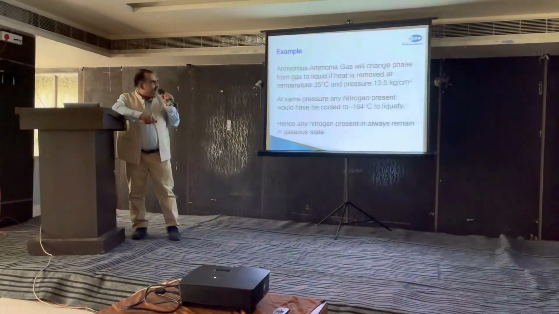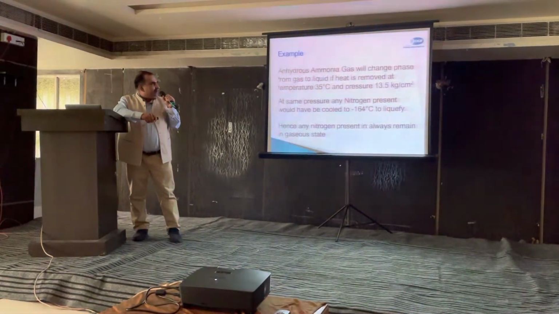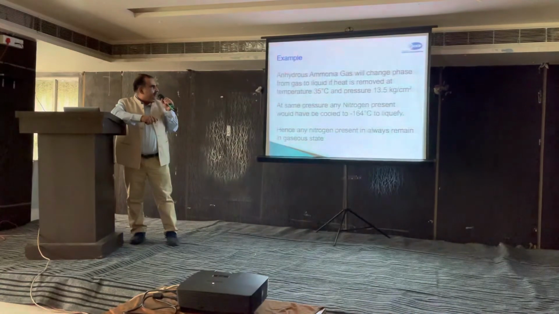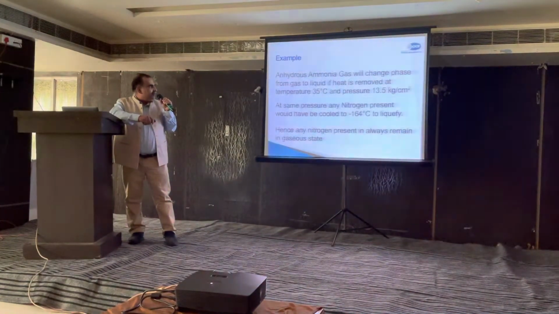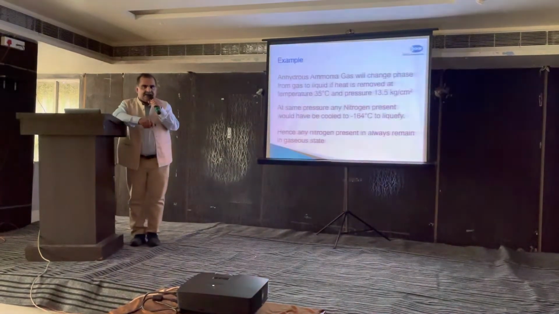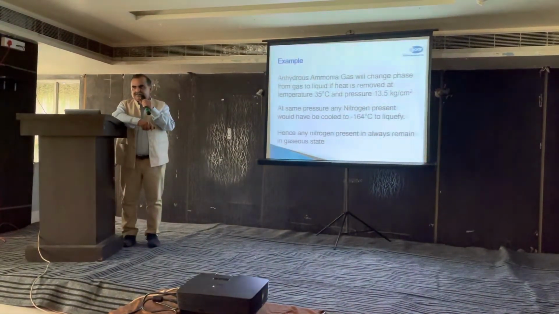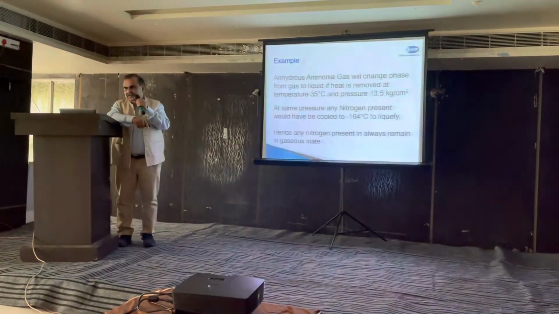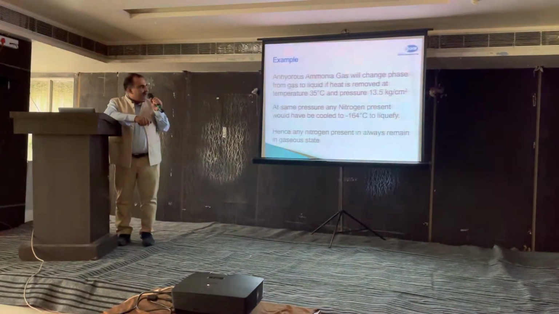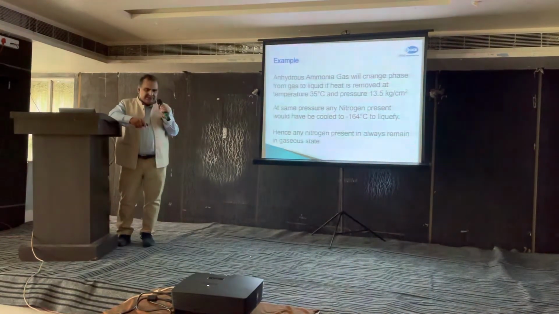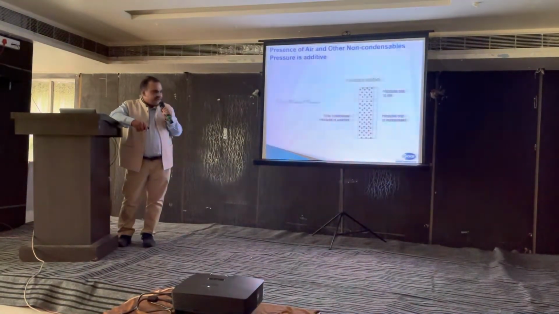Theoretically, at 13.5 kg pressure, ammonia condenses at 35 degrees centigrade. Whereas at the same pressure, nitrogen would have to be cooled down to minus 164 degrees centigrade to condense. So if nitrogen is present in our ammonia refrigeration circuit, it is not going to give any refrigeration effect, it is going to remain in gaseous form. Same is the case with air or other non-condensables.